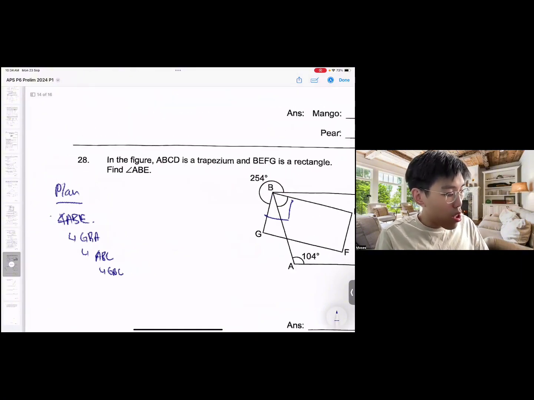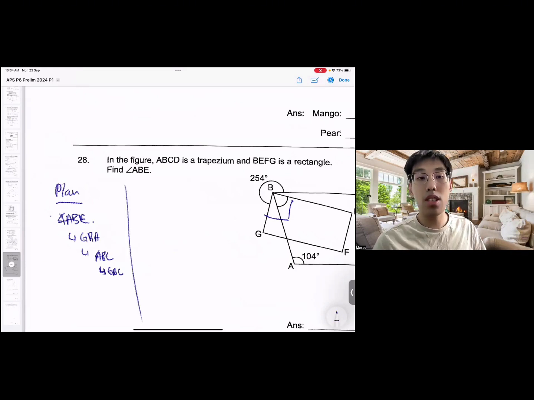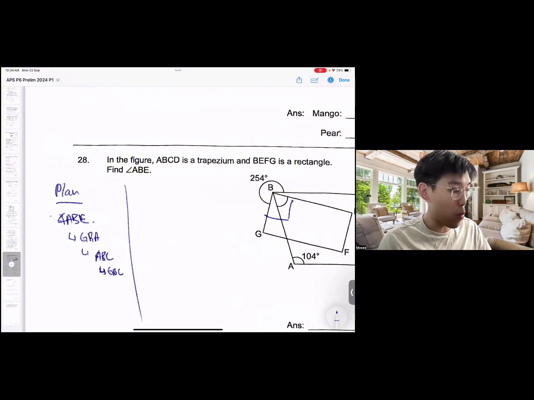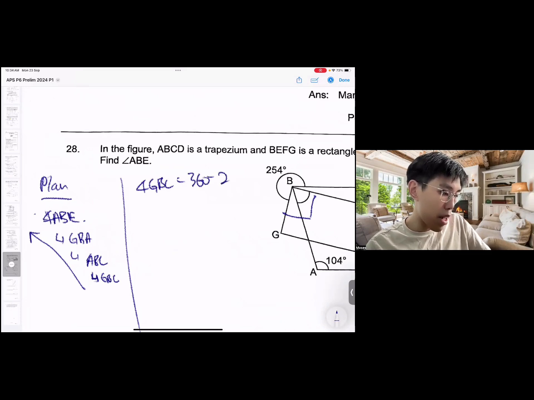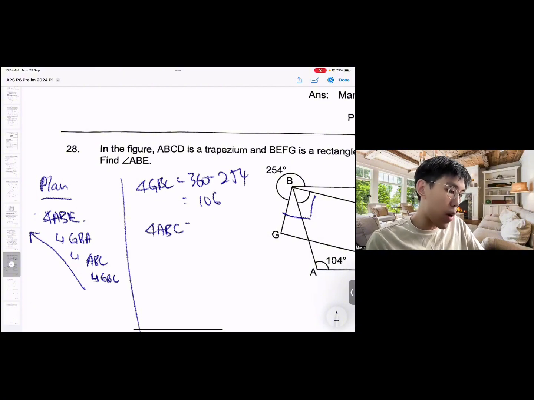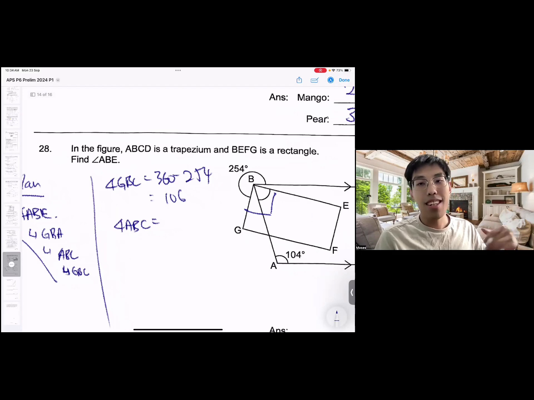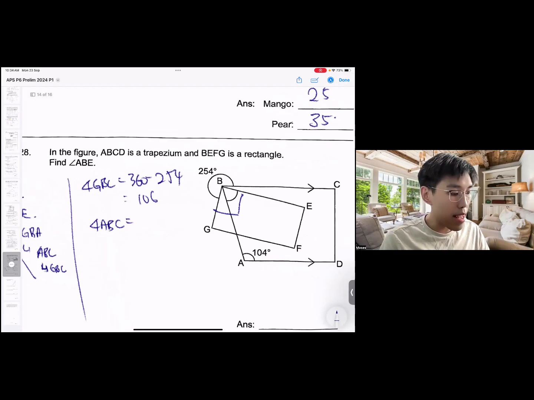And from here, you work yourself upwards. This is ultimately the plan. I'll just put the plan here, so when you see the paper, you will know how to follow back up. So first of all, I need to work on GBC. 360 minus 254, so this one is 106. Then I find ABC. The good thing is once you have a plan, you can just directly go for it and work through the steps. ABC is here.